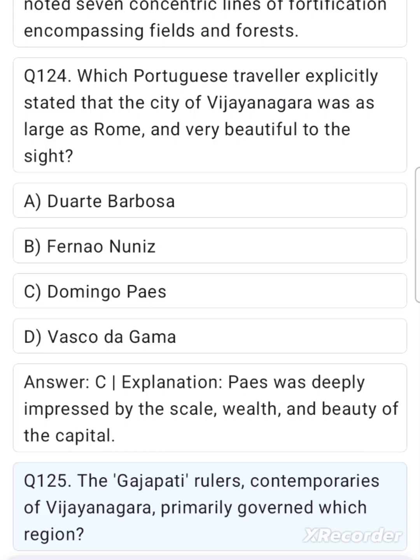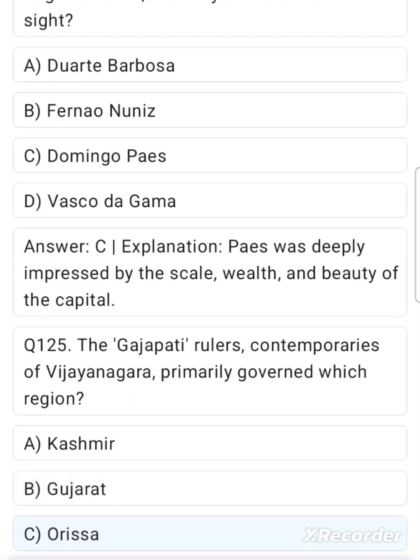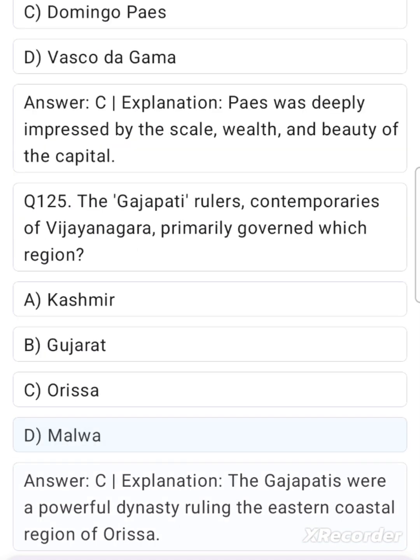Q125. The Gajapati rulers, contemporaries of Vijayanagara, primarily governed which region? A. Kashmir. B. Gujarat. C. Orissa. D. Malwa. Answer: C. Explanation: The Gajapatis were a powerful dynasty ruling the eastern coastal region of Orissa.